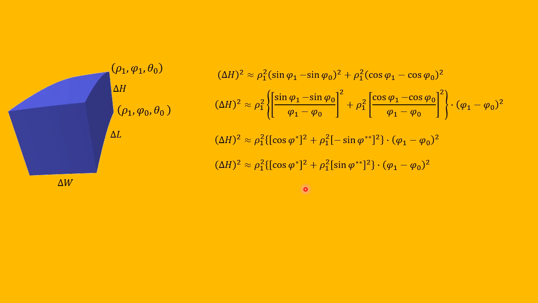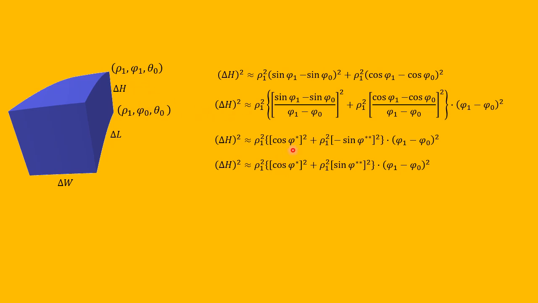So that tells us then that delta h squared is equal to this plus this times that. Looks like I just copied stuff down again, I guess. Not much difference there. But let me just point out at this stage that phi star and phi double star are somewhere between phi naught and phi 1. And as this rectangular box gets smaller and smaller, phi 1 and phi naught are going to get closer and closer to each other.